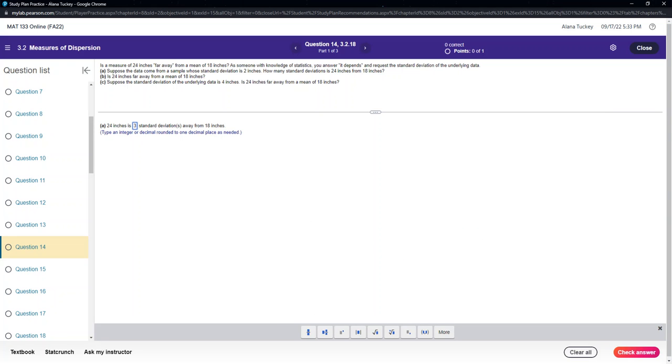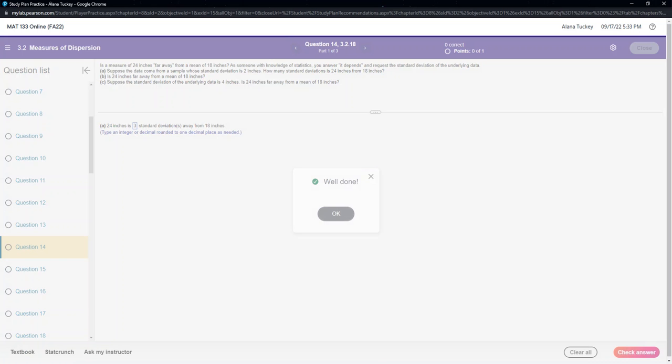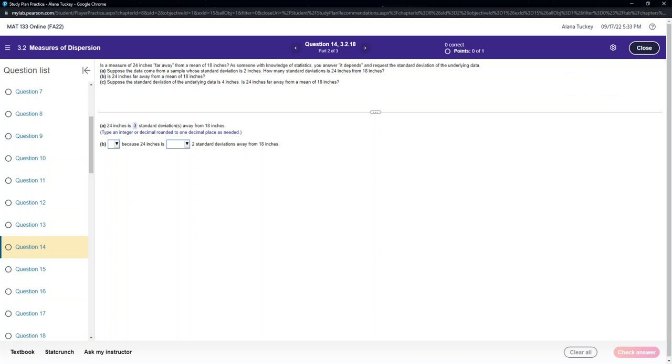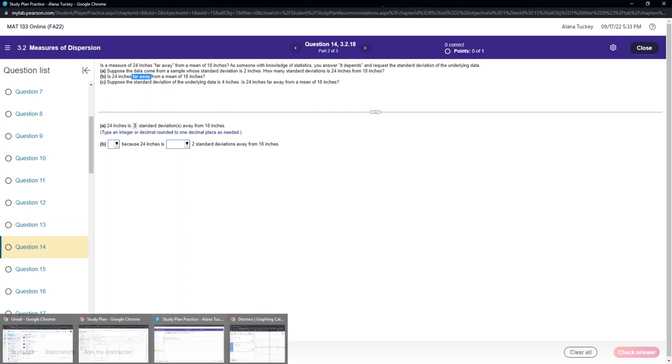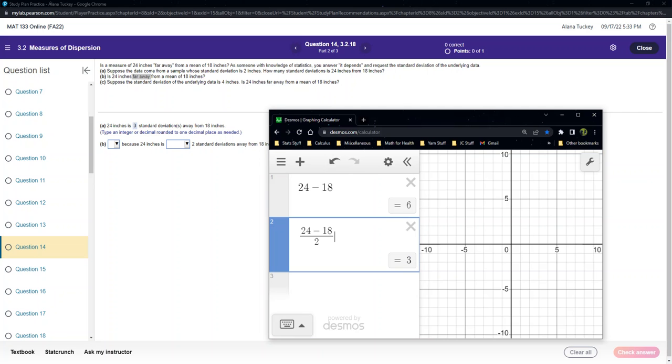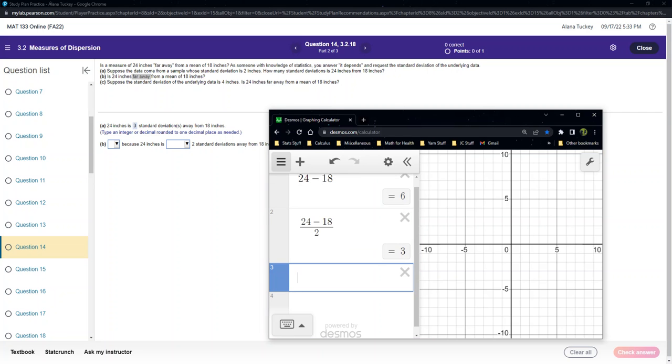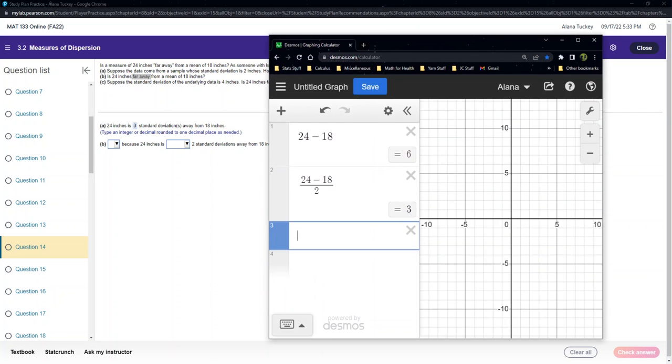So I type 3 right here. And it says I did it. Great. And then because 24 inches is blank 2 standard. Okay, so what they're asking is, is 24 inches far away from a mean? Well, far away is kind of a euphemism for, is it unusually far? And remember, we learned in the notes that unusual, quote unquote, is anything past 2 standard deviations. So you have to look at your answer and say, is this past 2 standard deviations or not? So that would be unusual because 3 is bigger than 2. So that would be unusual.